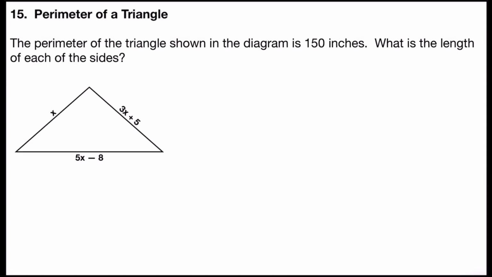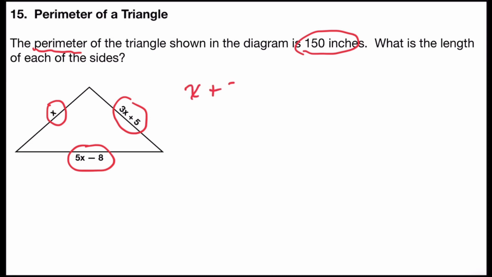So to find the perimeter, I'm going to add each side together and set that equal to 150 inches and solve the equation. So I have x plus 3x plus 5 plus 5x minus 8, and that's going to be equal to 150 inches.